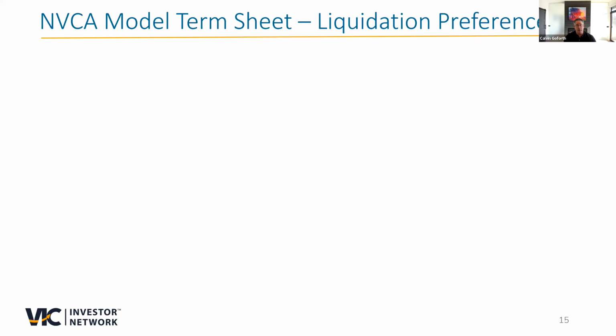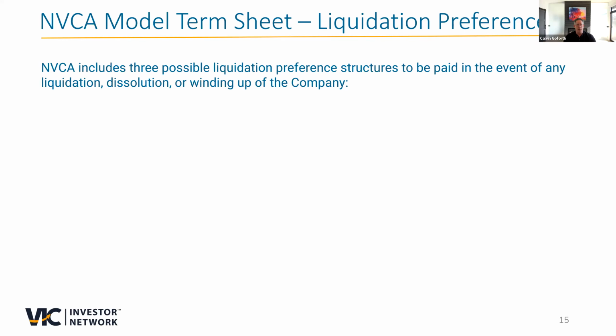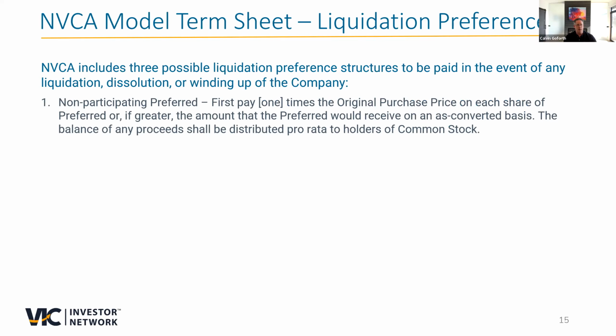The NVCA model term sheet also offers some different liquidation preference structures. There are actually three possible liquidation structures in the model to be paid in the event of any winding up or sale of the company. The first is non-participating preferred, and that means you first pay some multiplier, typically 1x the original purchase price on each share of preferred, or if greater, the pro rata ownership percentage of the exit event on an as converted basis.